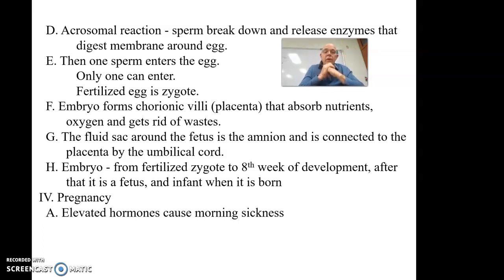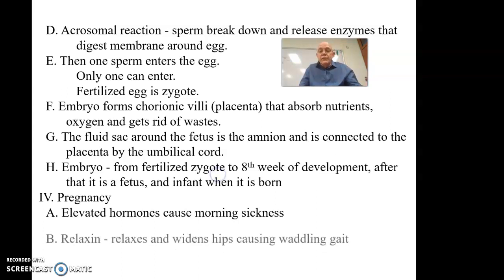Some women don't seem to have a lot of morning sickness. It just depends on the person. Some are lucky, some are not, I guess. But that's because the new hormone levels can cause nausea and stuff.